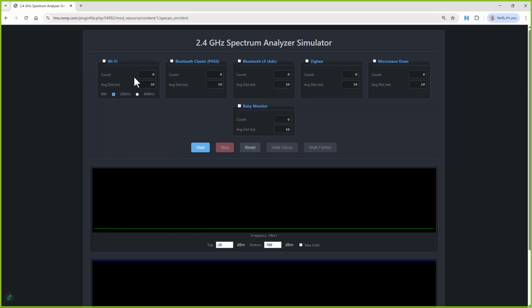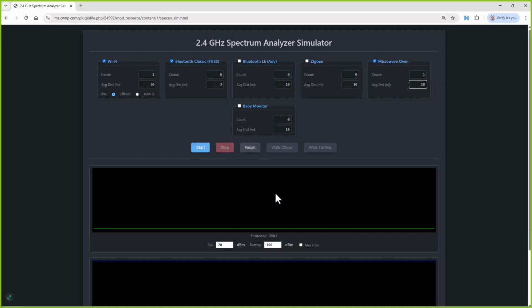We do also have a simulator of a spec am, just so that you can see, for example, if I have a Wi-Fi AP that's maybe 20 meters away from me, 20 megahertz channel, and then I'm running some Bluetooth. Maybe I've got 6 Bluetooth devices that are, I don't know, 5 meters away. Let's put them real close. And I could do Zigbee. I could throw in a microwave oven here, for example.